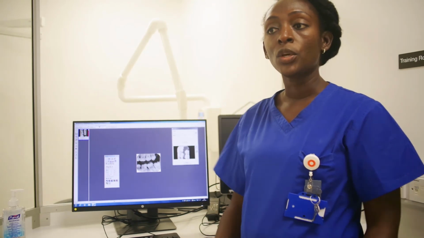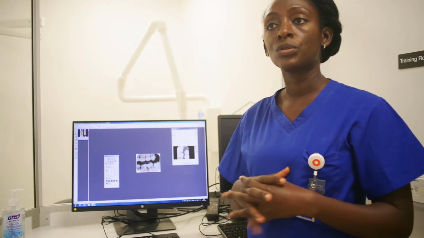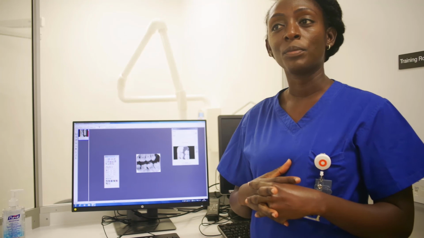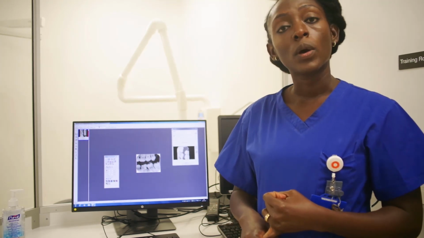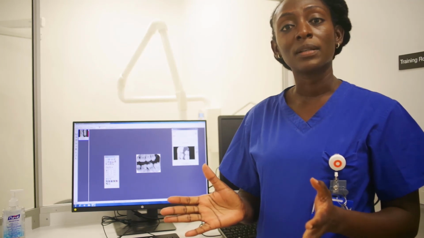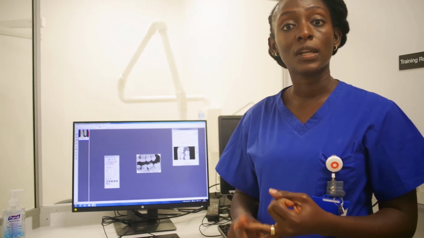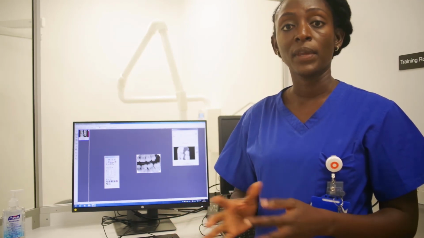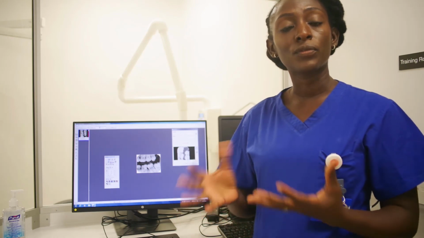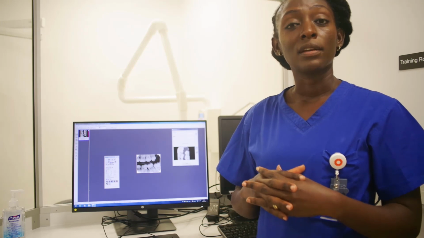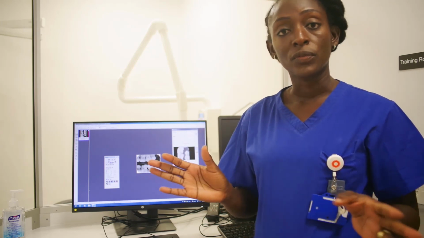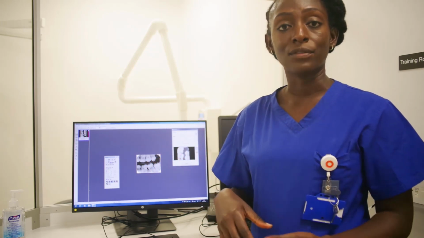Okay, so when you get your image, we want to grade it against the NRPB grading as to whether it's a grade 1. A grade 1 is an excellent image without any preparation, positioning, exposure, or processing error. A grade 2 is one that has got few errors but is still diagnostically acceptable. And a grade 3 is one that you can't use for any sort of diagnosis, so you'd have to repeat.